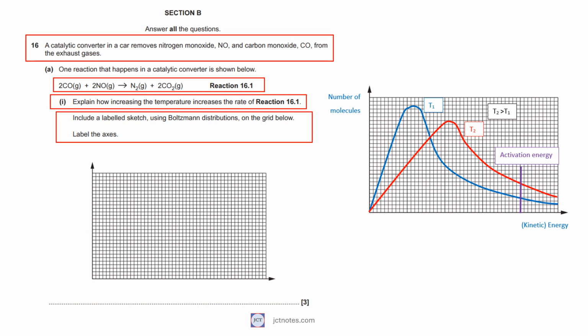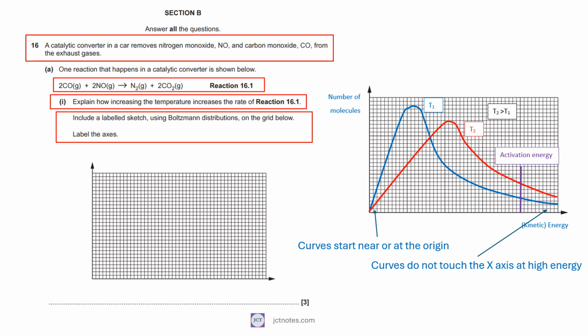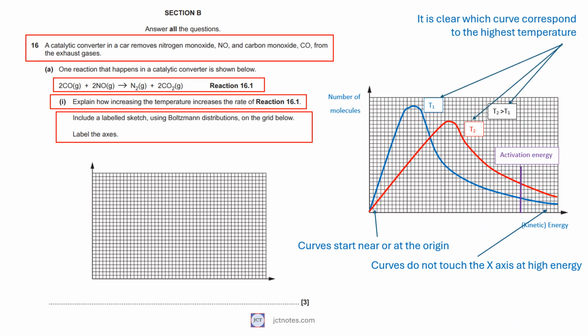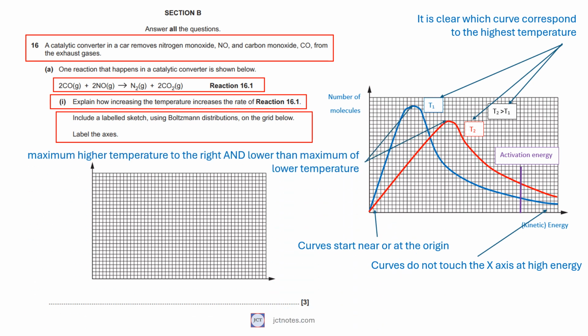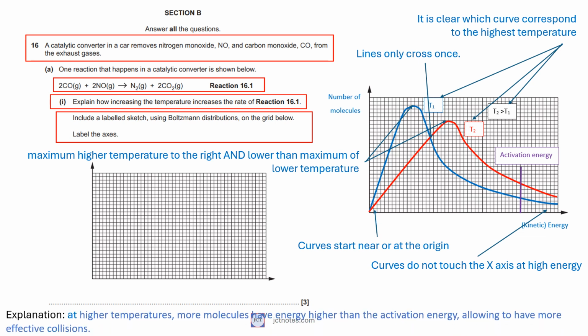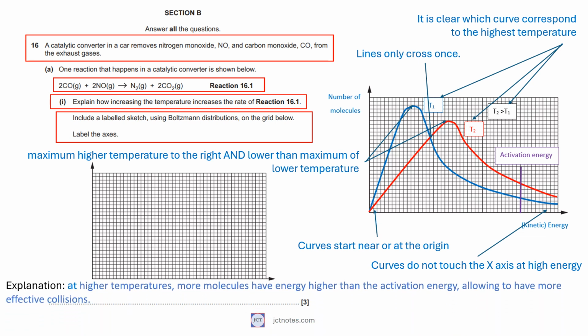I have drawn my graph. Any graph would be acceptable as long as: first, the curves start near or at the origin. Second, they do not touch the x-axis at high energy. Third, it is clear which curve corresponds to the highest temperature. Fourth, the maximum of the curve for higher temperature must be to the right and lower than the maximum of the curve for lower temperature. Fifth, lines can only cross once. The explanation is that at higher temperatures, more molecules have energy higher than the activation energy, allowing more effective collisions.